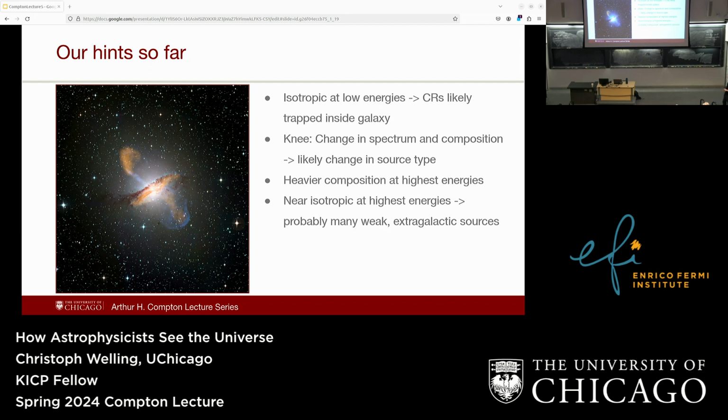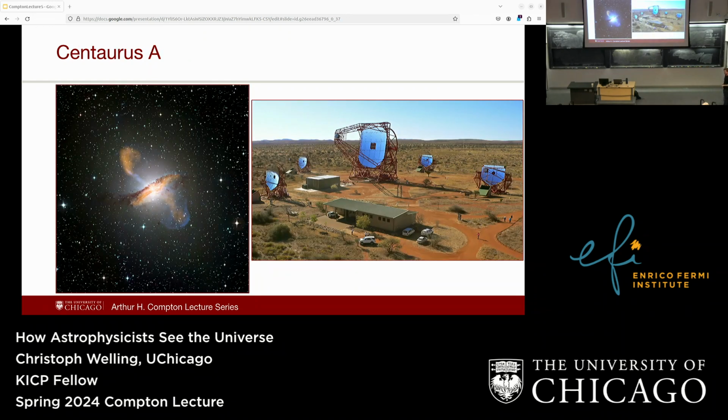And even at the highest energy, it's pretty close to us seeing the same number of cosmic rays from different directions. And that's to come back to the question earlier. That tells us there is not one very strong source that's nearby. So it's probably many sources that are a little further away, and they're all individually fairly weak. But for now, this is kind of where we are, if we just look at cosmic rays.